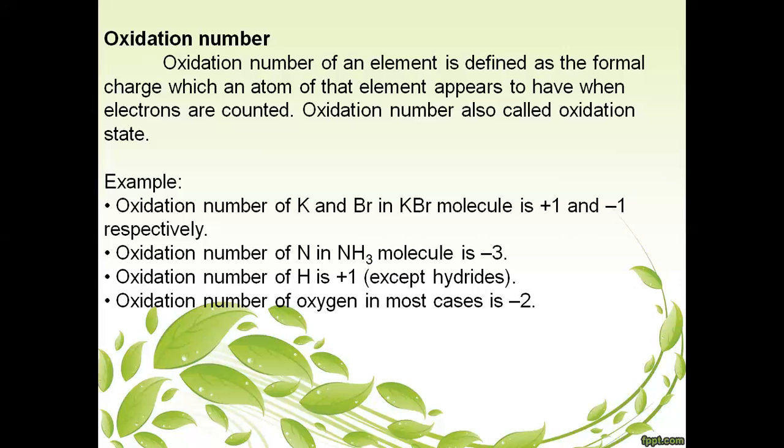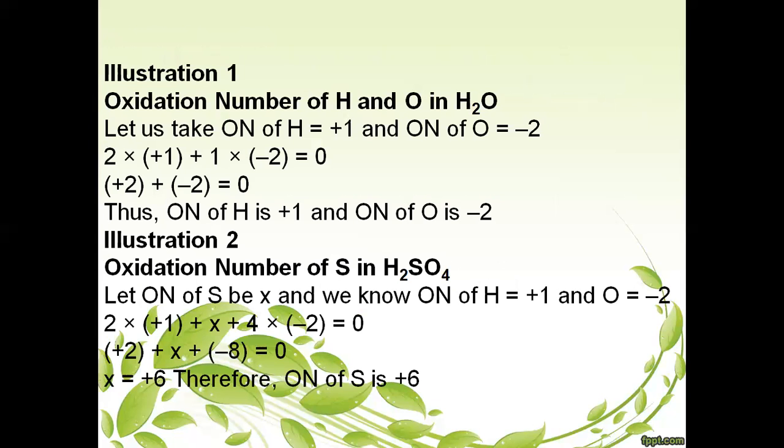So we find out the oxidation number using a formula. Some problems are given, and one by one we will discuss. First, the oxidation number of H and O in H2O. We already know the oxidation number of H and O, but in the formula H2O, we will find out the total.